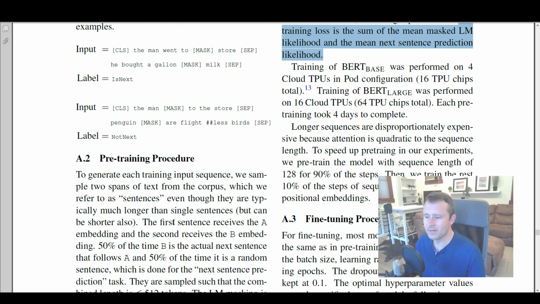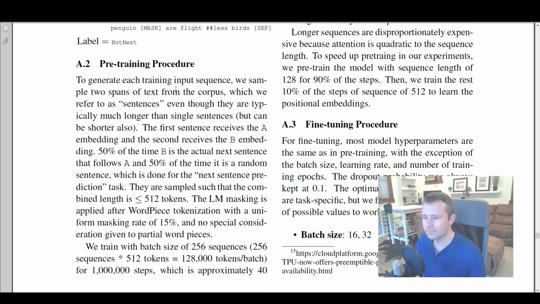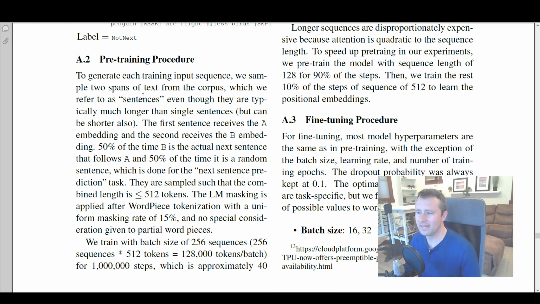One thing that was very interesting, though, that I feel like I haven't seen mentioned anywhere else, and it seems kind of significant. They say that to generate each training input sequence, we sample 2 spans of text from the corpus, which we refer to as sentences, even though they are typically much longer than single sentences, but can also be shorter. What they're saying there, I think, is that they're not actually looking for sentences and sentence boundaries. They're just taking random stretches of text and using that as segment A and segment B.